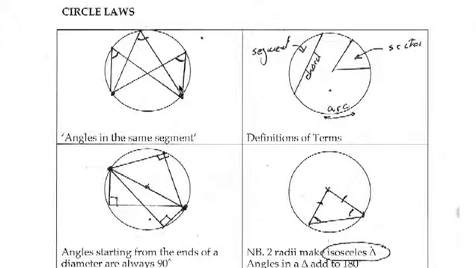Now, for this rule to be true, they have to be in the same segment as each other, so this doesn't mean that this angle would be equal to something down here. We'll come on to that rule later on. The next rule is that any angle on the edge of the circle which comes from the ends of a diameter will be 90 degrees. So it doesn't matter where it is, doesn't matter which side of the circle it is, angles which come from the ends of a diameter will be 90 degrees.